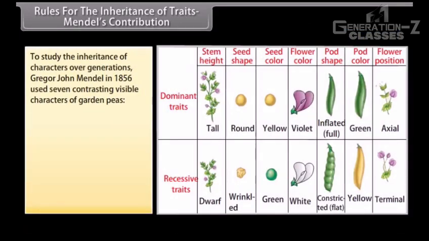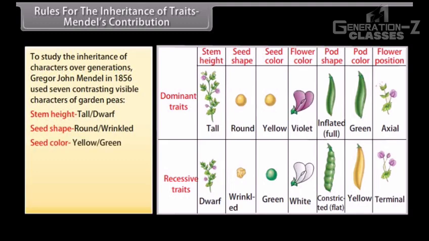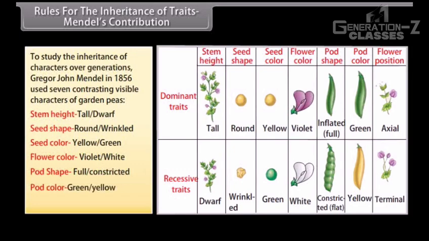To study the inheritance of characters over generations, Gregor John Mendel in 1856 used 7 contrasting visible characters of garden peas. Stem height: tall, dwarf plants. Seed shape: round, wrinkled seeds. Seed color: yellow, green seeds. Flower color: violet, white flowers. Pod shape: full, constricted pods. Pod color: green, yellow pods. Flower position: axial, terminal flowers.